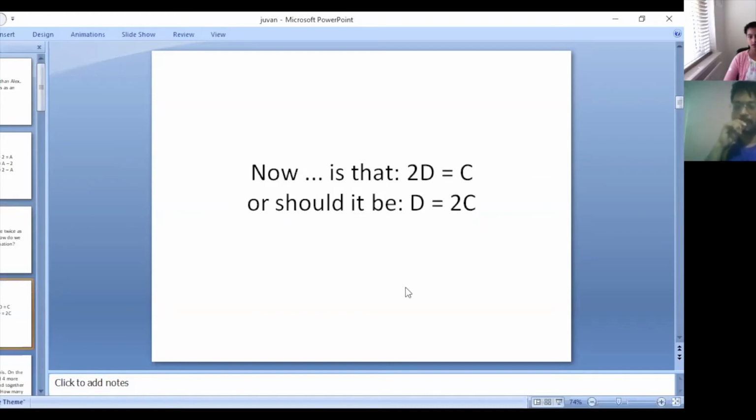Twice as many dogs as cats. So it's given that the number of dogs is twice that of cats, right? That means the number of dogs is twice the number of cats. So if we have to write it as an equation, we have to make the number of cats double, so that it becomes equal to that of dogs.